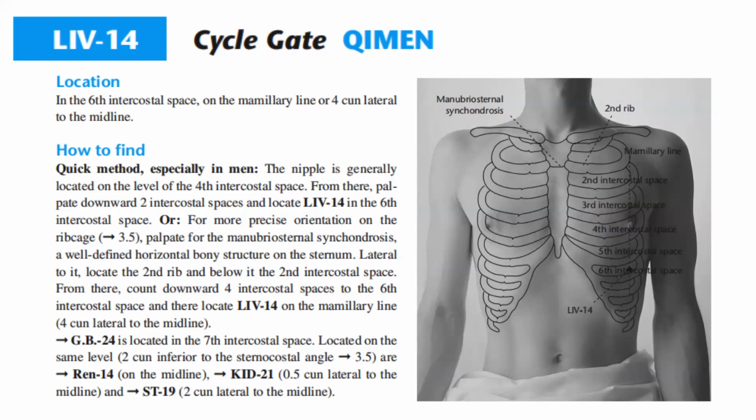GB 24 is located in the 7th intercostal space, on the same level. Also at this level are Ren 14 on the midline, Kidney 21, 0.5 cun lateral to the midline, and Stomach 19, 2 cun lateral to the midline.